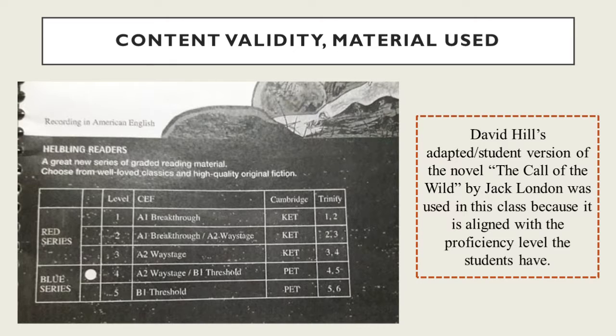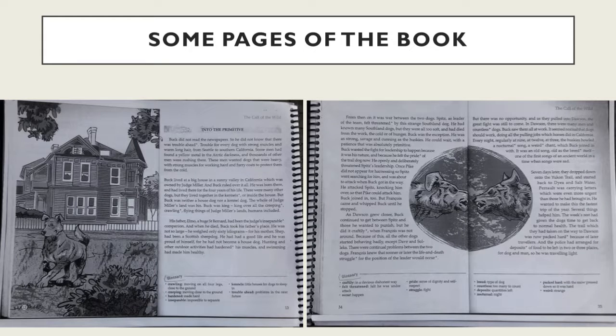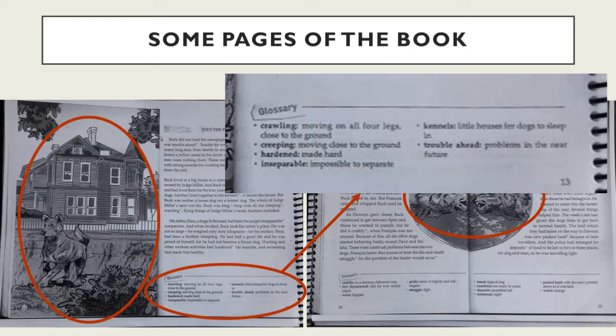The text used in this class was David Hill's adapted version of the novel The Call of the Wild by Jack London because it is aligned with the students' proficiency level. Students are in the transition from A2 to B1. As you can see, in order to help the students to predict and understand what is happening in each passage, there are illustrations and also a glossary with specific vocabulary.